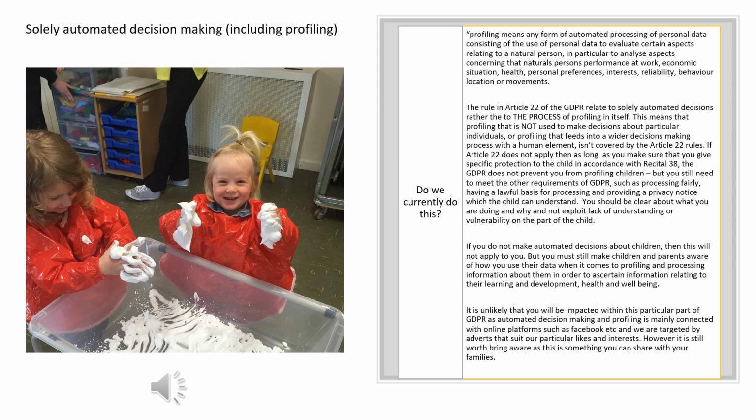But you should still meet the other requirements of GDPR, such as processing fairly, having a lawful basis for processing, and providing a privacy notice which the child can understand. You should be clear about what you are doing and why, and not exploit the lack of understanding or vulnerability of the child. If you do not make automated decisions about children, then this doesn't apply. But you must still make children and parents aware of how you use their data when it comes to profiling and processing information about them in order to ascertain information relating to their learning, development, health and well-being.